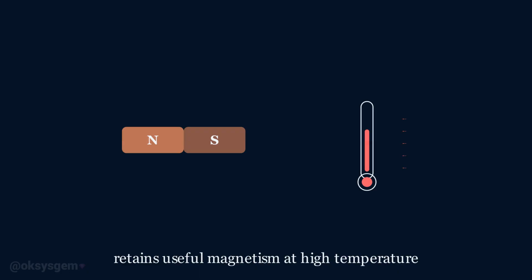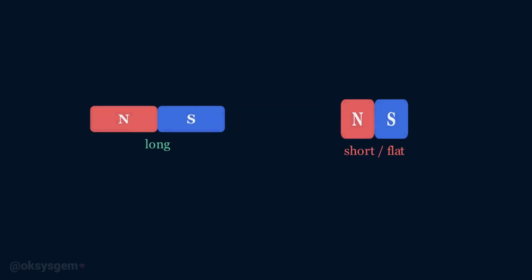There is a trade-off, however. Alnico can generate substantial magnetism, but it is comparatively easy to partially demagnetize if it is exposed to an opposing magnetic field in the wrong configuration. Its shape therefore matters, and long alnico magnets generally maintain their magnetization better than short flat ones.